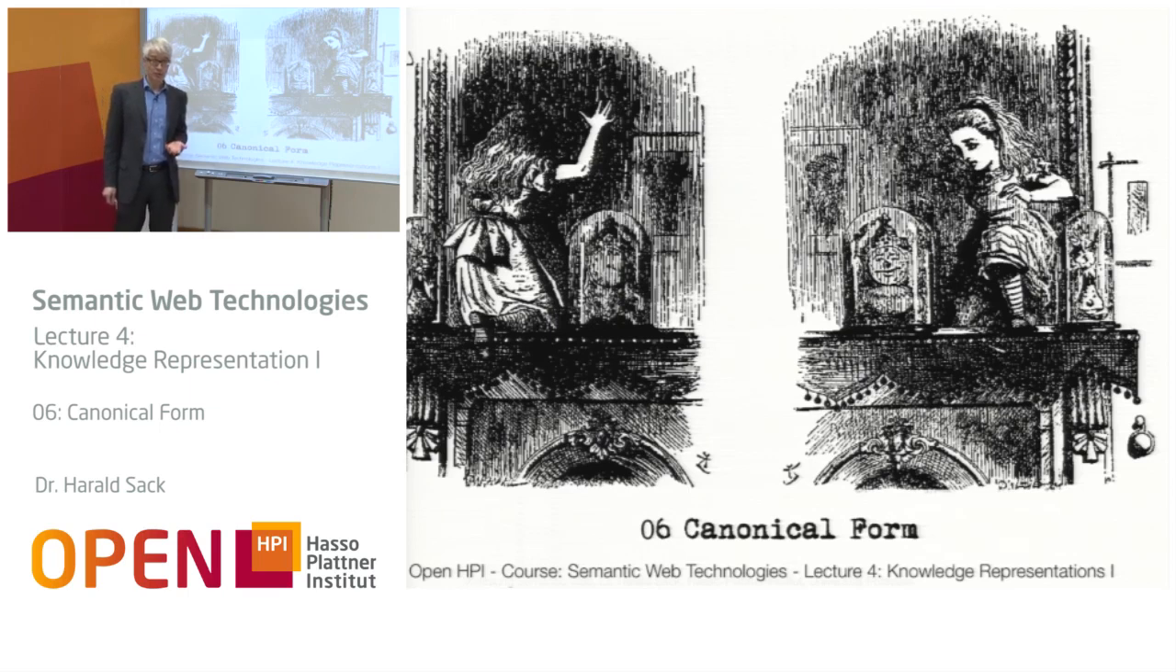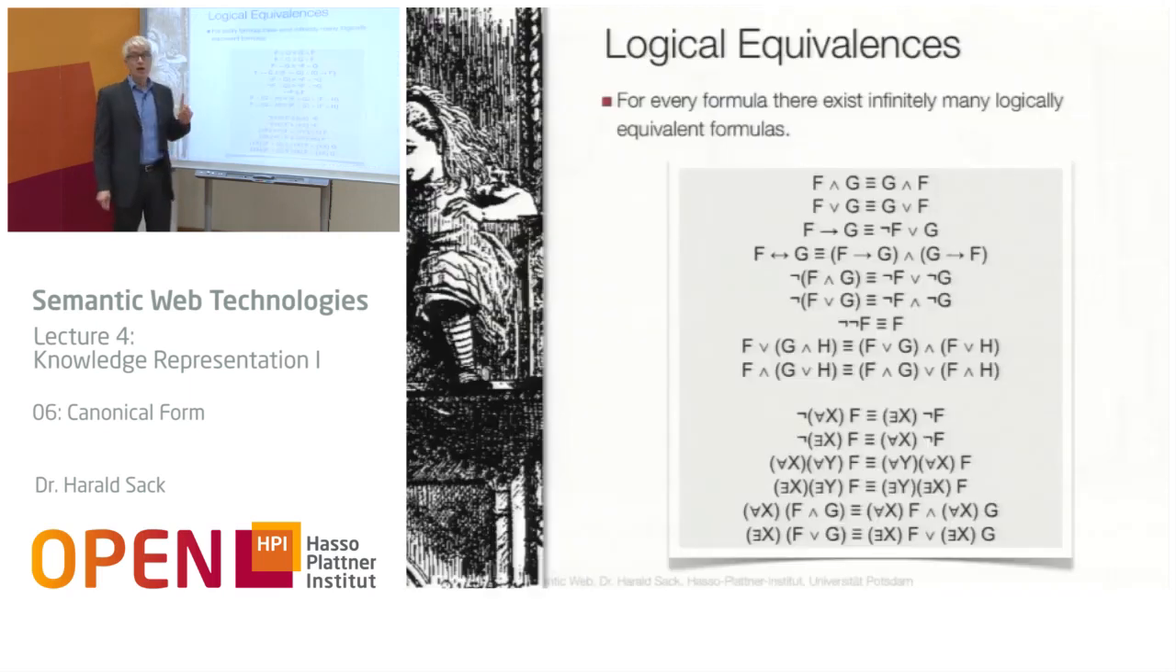In the last parts of the lecture, we have learned about propositional logic and first-order logic. And also we have heard about description logics and about the foundations of logic. And one really important thing are so-called canonical forms. Why do we need canonical forms?